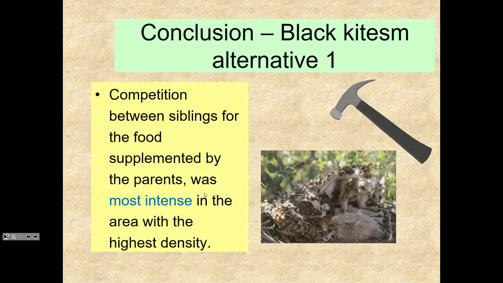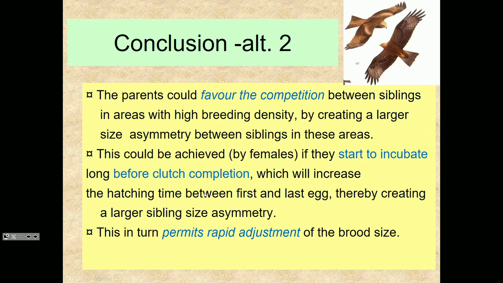Or as an alternative, and this may not be mutually exclusive, parents could favor competition between siblings in areas with high breeding density by creating a larger size asymmetry between siblings in these areas. And they could do this by starting to incubate long before clutch completion.